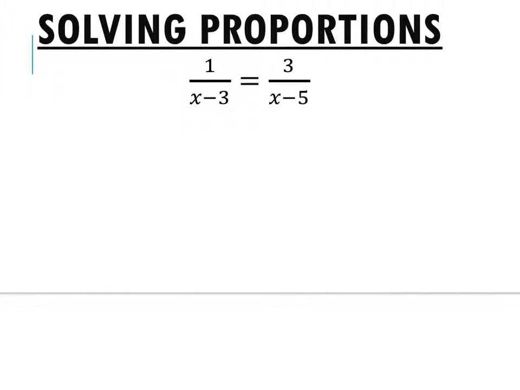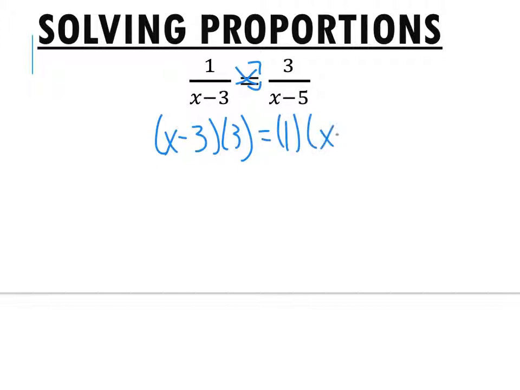Last one. This is actually a challenge problem. You don't have anything this super difficult on your homework, but I still want to show it to you for fun. So again, we multiply diagonally. So I'm taking x minus 3 times 3, and I'm taking 1 times x minus 5. So this is a double distributive.